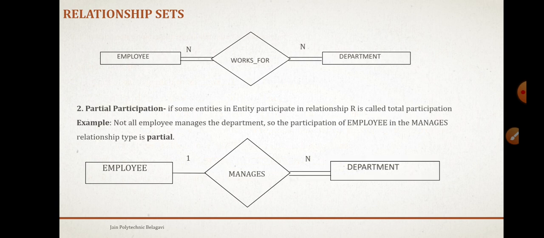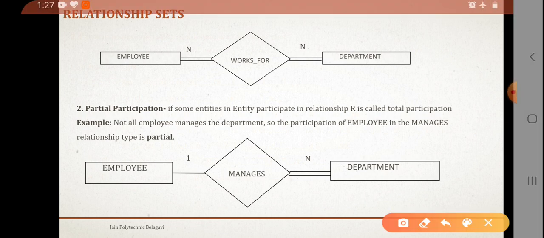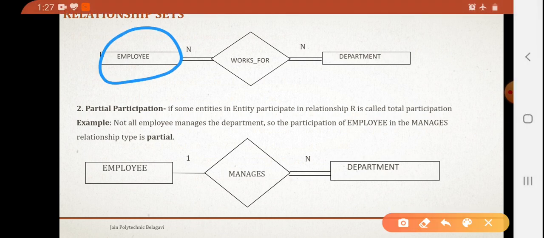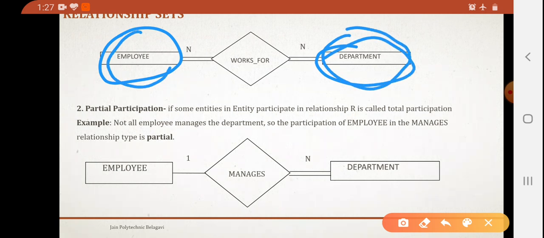So, as shown in the figure, here are the employees who work for each department. In a single department we can have multiple employees. Here the relationship is WORKS_FOR.